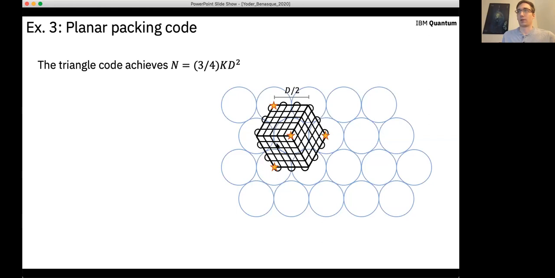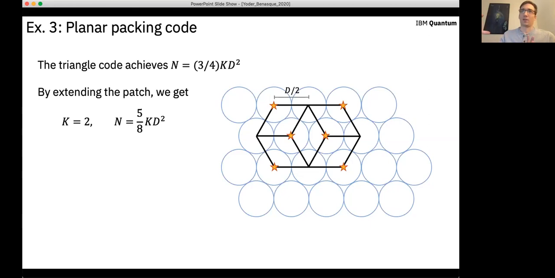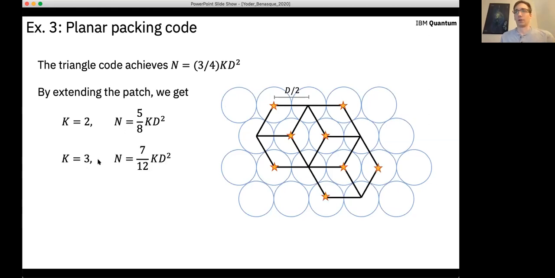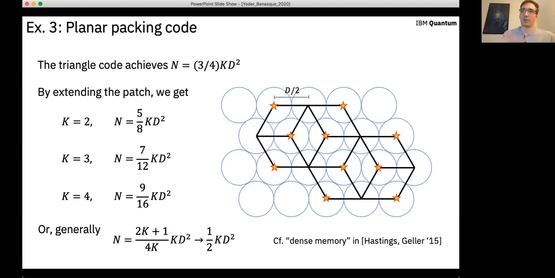Well, here's the triangle code lattice. I'm going to just abstract away those details, so just draw it like this. We can extend the patch a bit. And now we encode 2 logical qubits, but n equals 5/8 kd squared. So 5/8 is less than 3/4. We already got an improvement. If we extend more, we encode 3 logical qubits and n equals 7/12 kd squared, and so on. So eventually you can approach 1/2 kd squared. And this 1/2 is the same that Hastings and Geller quote in their dense memory paper.